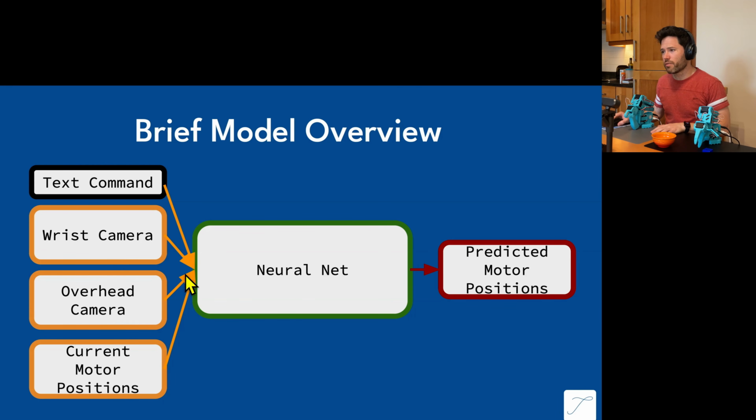These are all encoded and fed to a neural net, a transformer, and this predicts a chunk of future motor positions. It's called a chunk because it predicts not just the next motor position, but probably a series of maybe 10, maybe spaced out by 20 milliseconds if the controller is operating at 50 hertz.